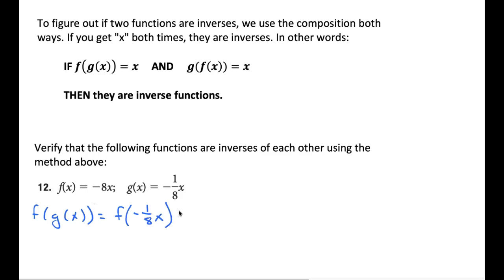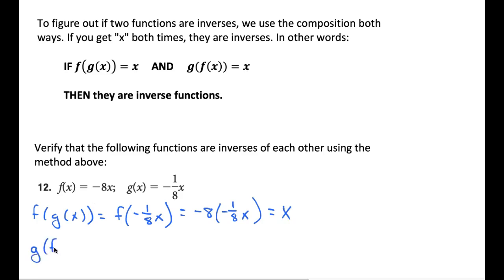Okay. Now we're going to take f of x is -8 times x. And this time for x, we're putting in -1/8 x. So be careful. Take this a little bit at a time. Use colors, whatever you need to do to keep track of what you're doing. And if you take -8 times -1/8, the negatives cancel, the 8s divide out, and you get x. Yay, that's what we were looking for.